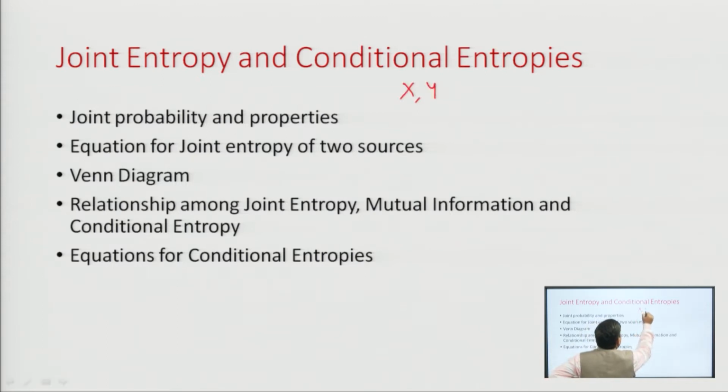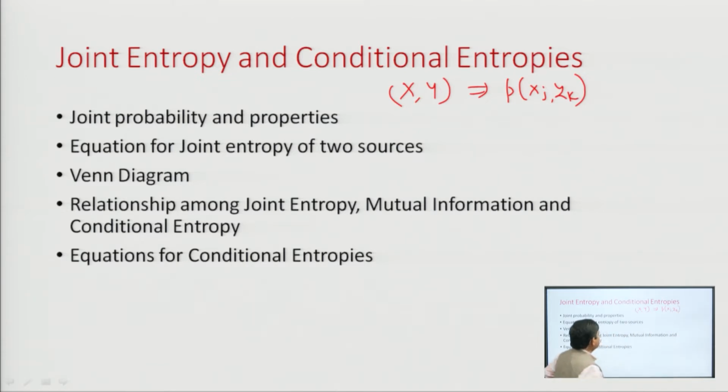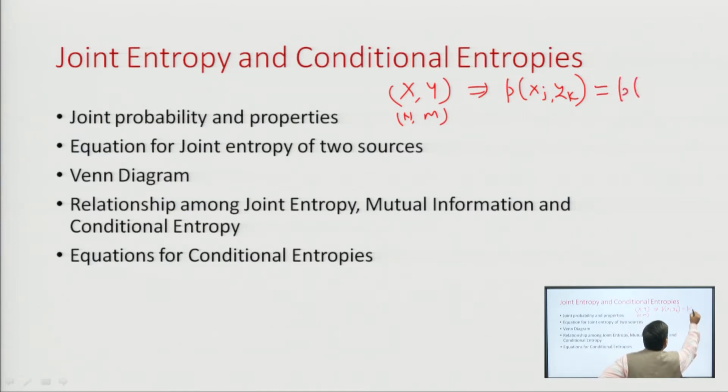There are two sources, X and Y, and their joint probability, that is p(x_j, y_k). Suppose there are n symbols in source X and m symbols in source Y. Then as per the property, p(x_j, y_k) is equal to p(y_k given x_j) into p(x_j).